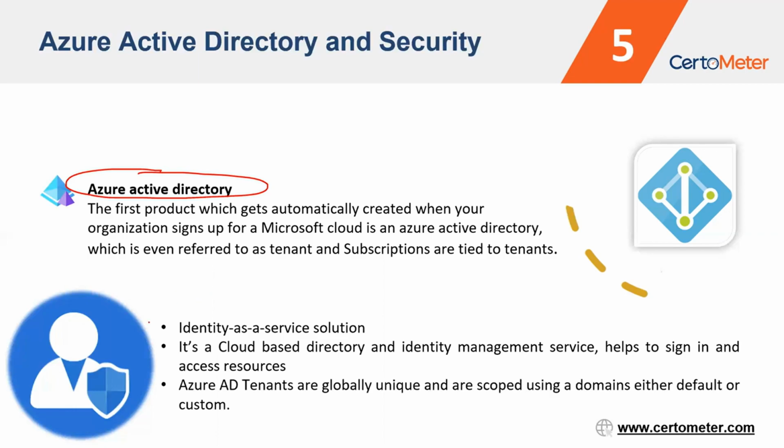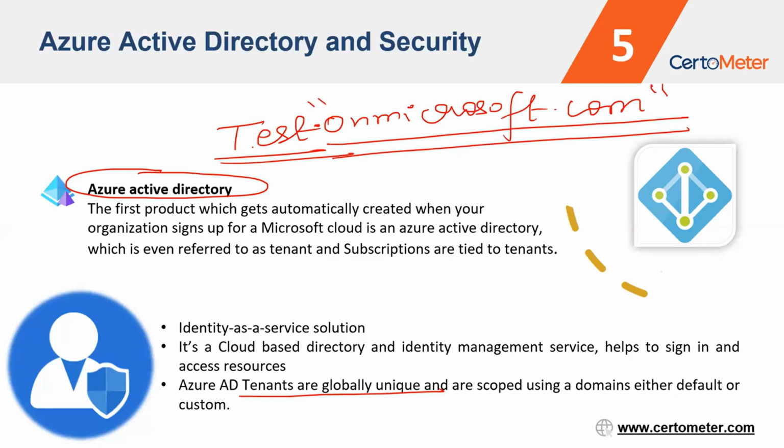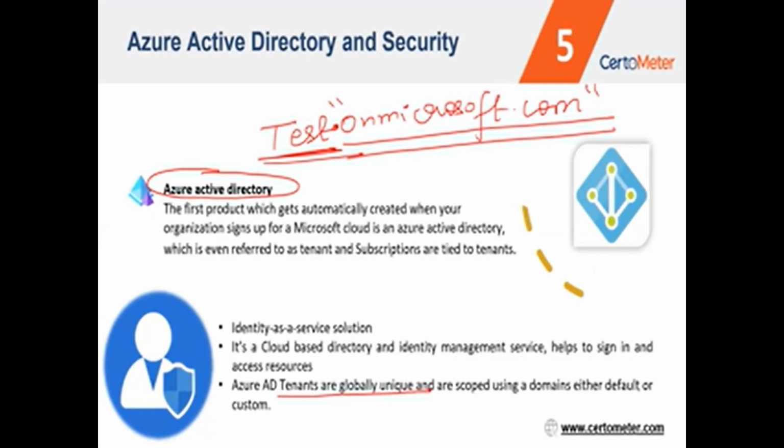Azure AD tenants are globally unique and are scoped using a domain. Whenever you get your default Azure Active Directory, it is appended with .onmicrosoft.com. So let's suppose your Active Directory name is test. Always remember that your default Active Directory name is always appended with .onmicrosoft.com. Whatever the name, it is appended after your name. Okay, test.onmicrosoft.com, and it is globally unique and scoped using a domain, either default or a custom one.